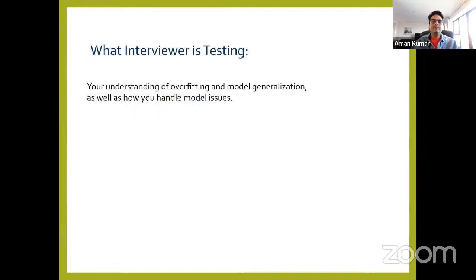So let me go to the intent. What the interviewer is trying to test is basically your understanding of overfitting and model generalization, as well as how you handle model issues. This is the intent. Now you can frame your answer. I'll give it a minute while you frame your answer. Meanwhile, I'll go to one demo answer after maybe 45 seconds or so. Meanwhile, I'm waiting for some answers in the live chat.